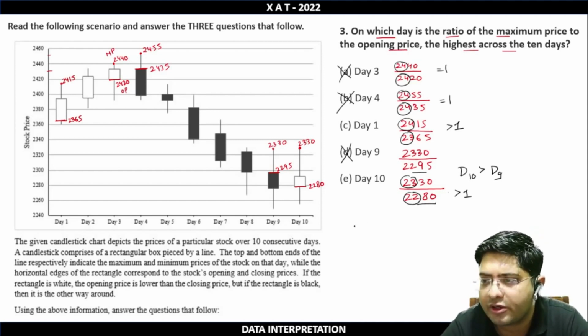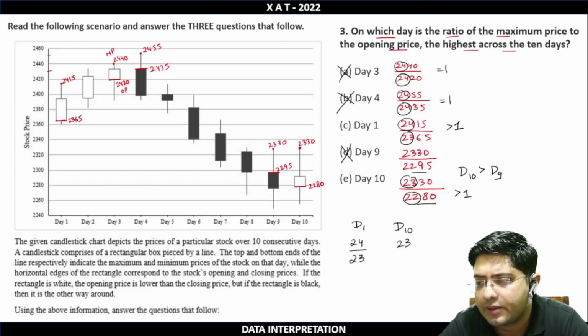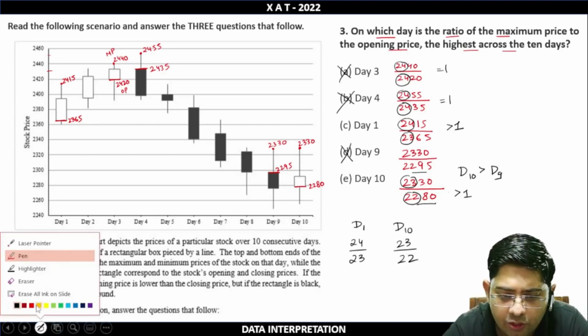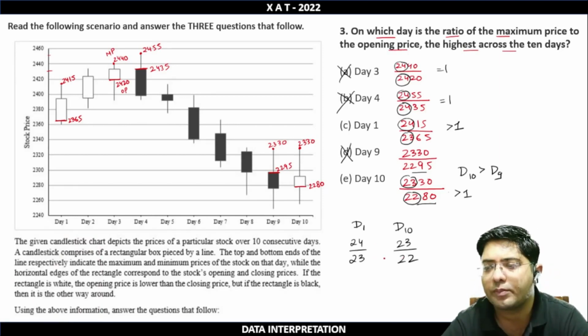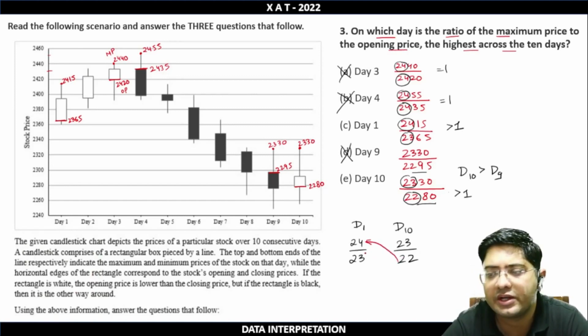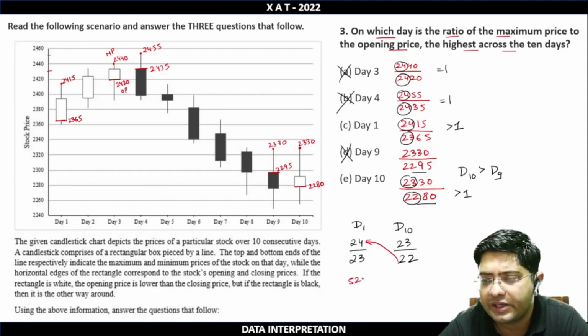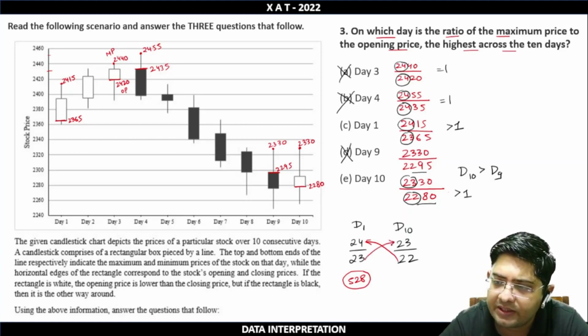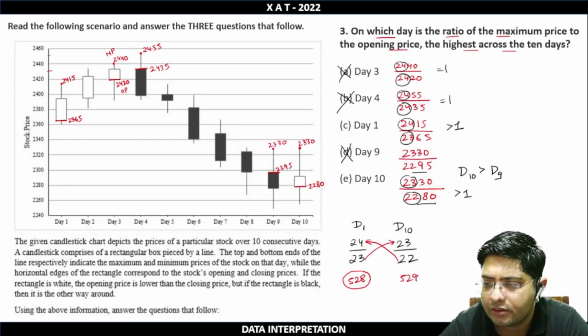Now let's compare. Day 1 fraction is 24 by 23 and day 10 fraction is 23 by 22. Okay. Now we should know the technique of how to compare these two ratios. If I multiply 22 with 24, we'll get 528. Let me write this below D1. And if I multiply 23 with 23, that will be 529. Let's write this below D10.